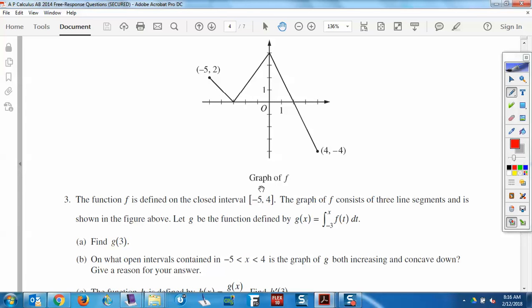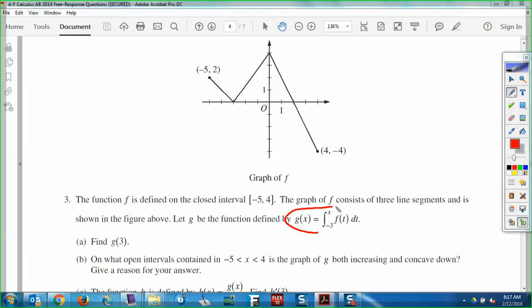If you look at this one, they tell you this is the graph of little f. Again, with lines, and so we'd be able to do areas and stuff. And then look at how they define the g function, right here. This is very, very common on the AP test. Well, what are they telling you right there? That g is what?